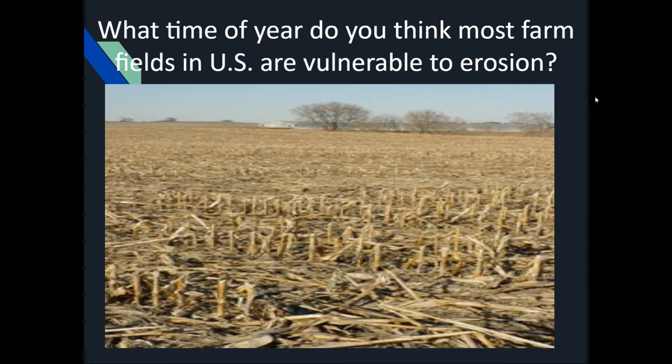So just to think, what time of the year do you think most farm fields in the U.S. are vulnerable to erosion? You think about it a little bit. I would venture to say right now. Okay, this time of year, harvest time, once plants are harvested and it begins to get really wet and there's not a lot of living root systems to hold soil in place, right now could be a time where fields are the most susceptible to erosion.